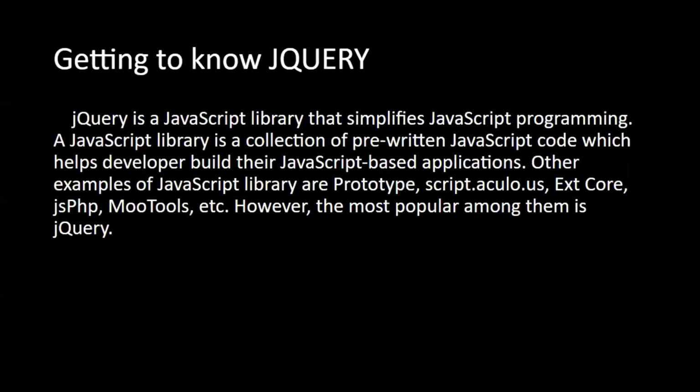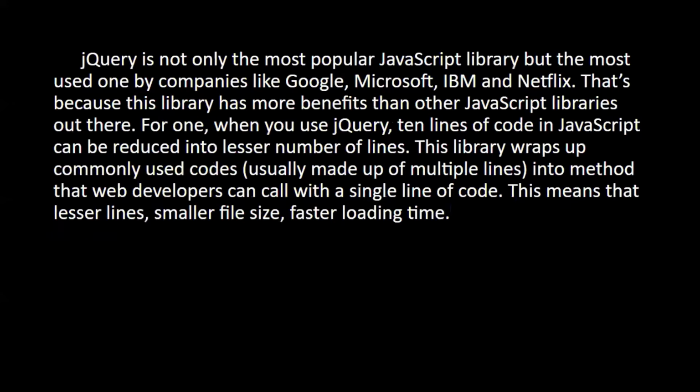We say jQuery. It is a JavaScript library that simplifies JavaScript programming. A JavaScript library is a collection of pre-written JavaScript code which helps developers build their JavaScript-based applications. Other examples of JavaScript libraries are Prototype, Script.aculo.us, Ext Core, JSPHP, MooTools, and many more. However, the most popular among them is jQuery.